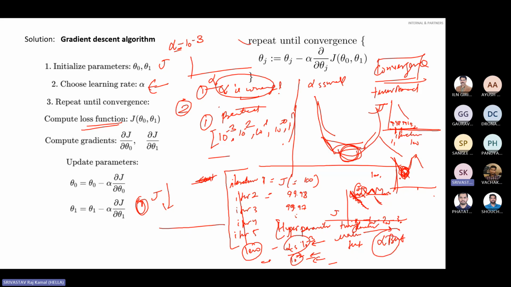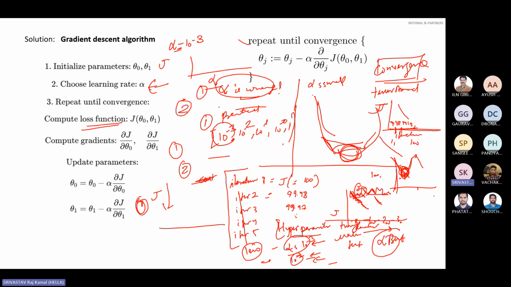And this part is known as hyperparameter tuning. When you are tuning your parameters to get the best result, that's the second approach. It's not always fixed that I start with just 10 raised to the power minus 3 and my training is over. I will change alpha according to the need. Now you will say, how according to the need?